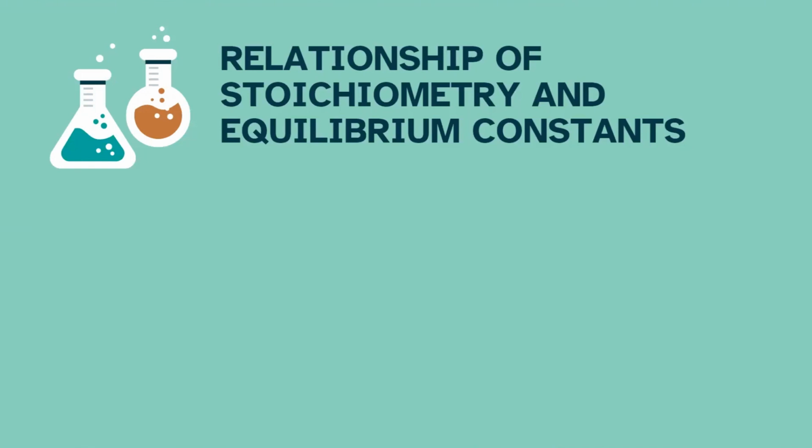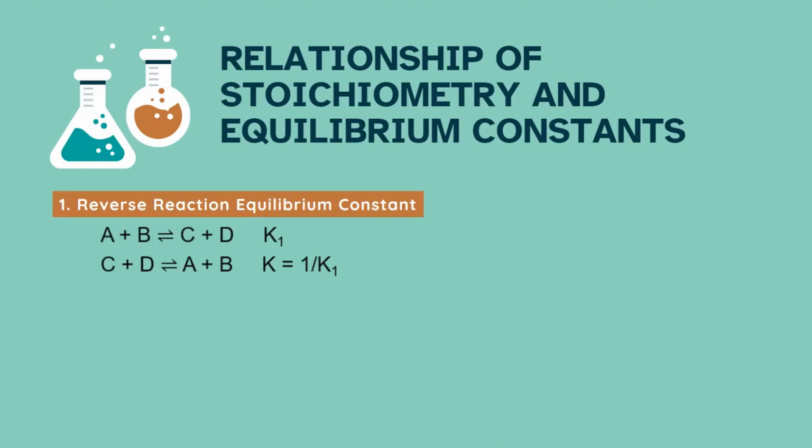Next, we move on to the relationship of stoichiometry and equilibrium constants. So there are actually three cases. For the first one, as we can see here, the reaction is just reversed. And the equilibrium constant of a reaction in the reverse direction is just the inverse, or reciprocal, of the equilibrium constant of the reaction in the forward direction. For this one, it's just the reciprocal.